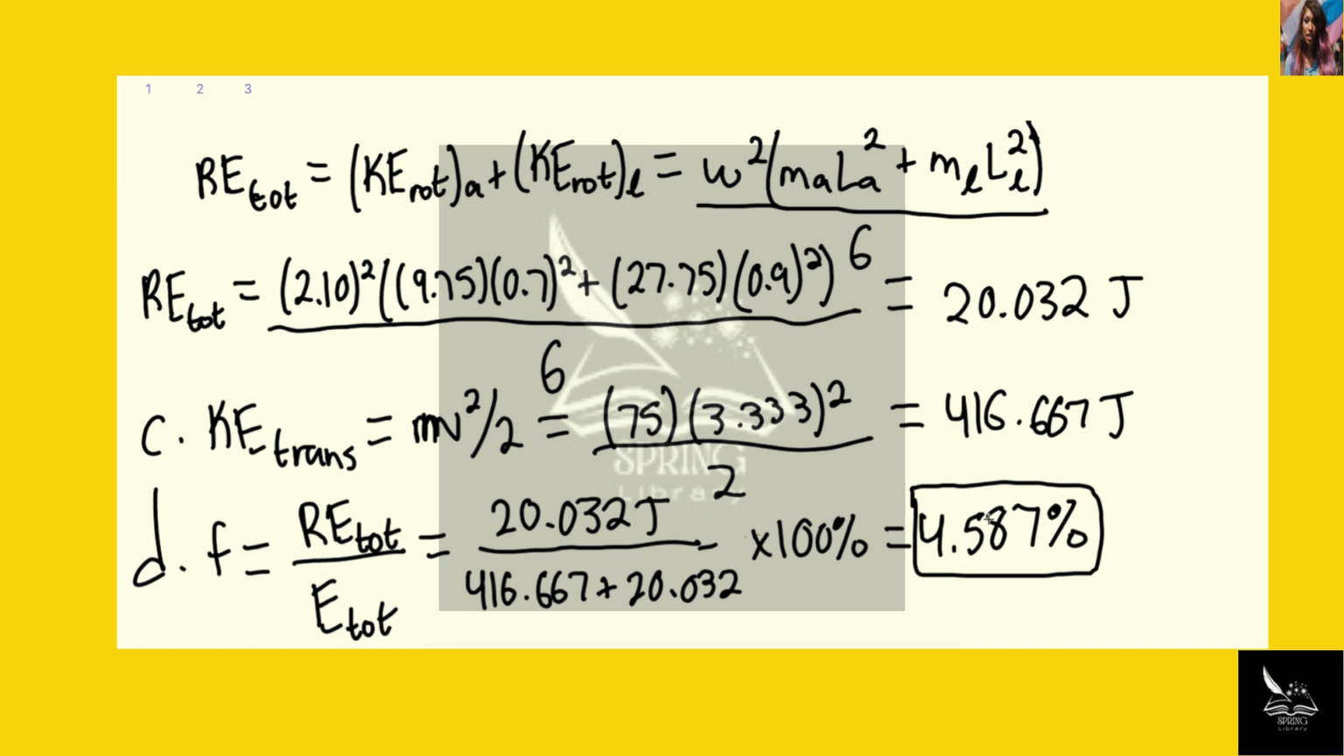So 4.587% of the total energy is rotational energy. The rest, overwhelmingly, is translational kinetic energy. So over 95% of the total energy comes from the translational energy of the runner rather than the rotational energy of the runner's legs and the runner's arms. And that's the end of the solution. Thank you for watching.